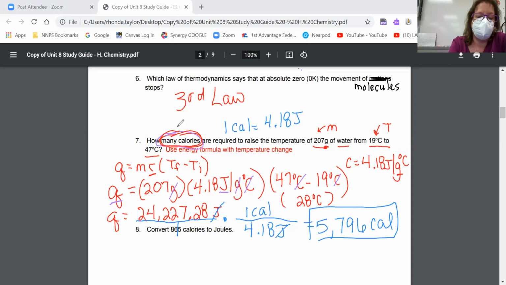Again, like we did with stoichiometry, this one is easy when you're plugging in, but then you've got to make sure you end up with the units that it asks for.